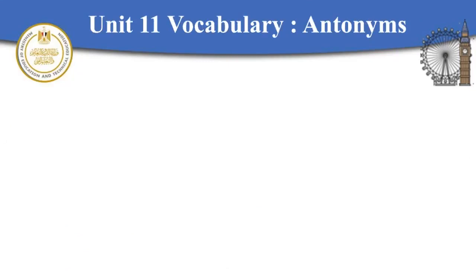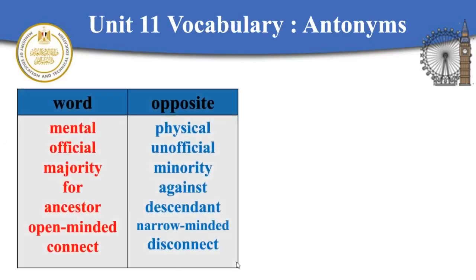Now with the antonyms. A word and its opposite. Mental, physical. Official, unofficial. Majority, minority. For, again, for something, against something. Ancestor, descendant. Open-minded, narrow-minded. Connect, disconnect.